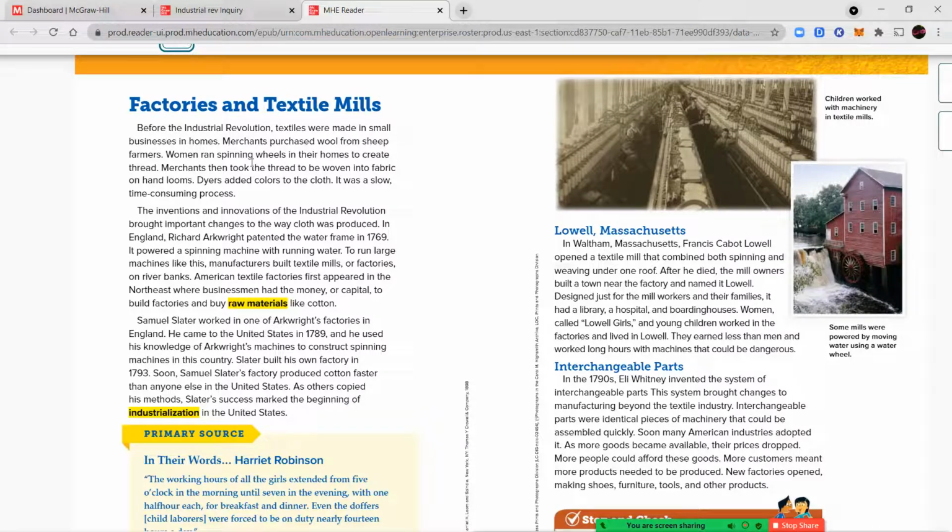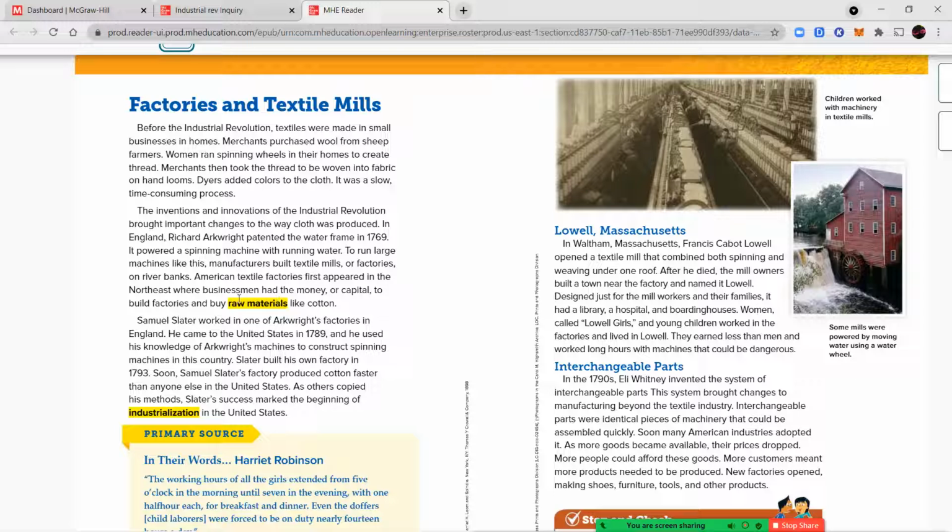In the first paragraph, it describes how people used to make cloth before and all the steps they took to make it. And then once the Industrial Revolution began, Richard Arkwright created or patented something called the water frame. And this helped to power these machines so that they could make the cloth in factories rather than doing it individually and using this very slow process at home.